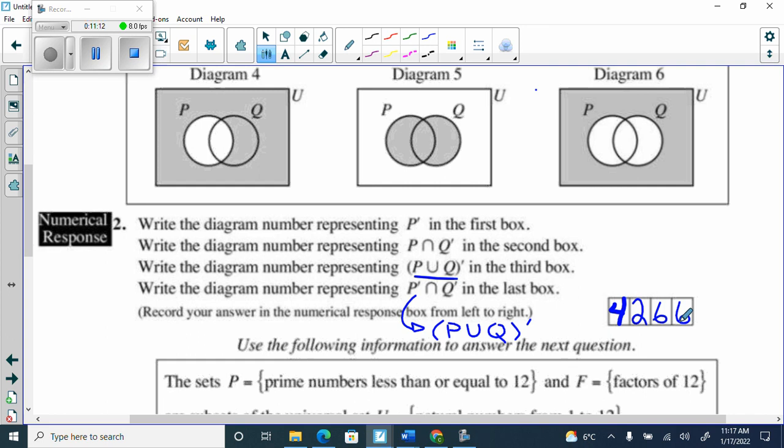Wait for the last one, when you changed it to P or Q and stuff like that. Yeah. You do whatever gets you the right answer.